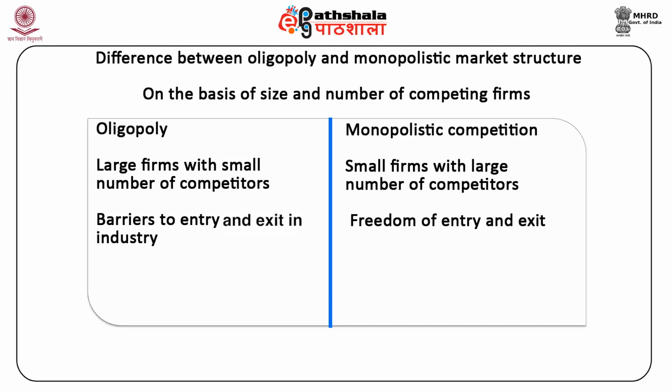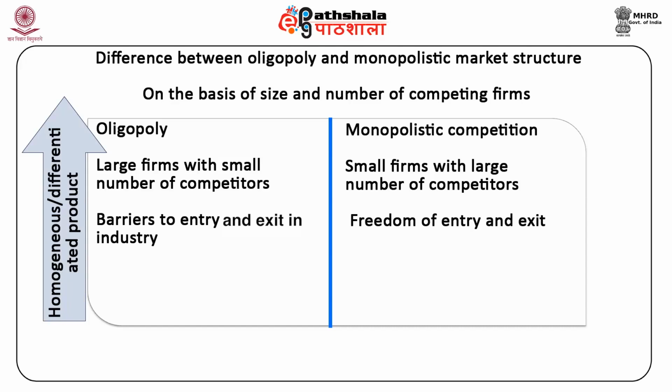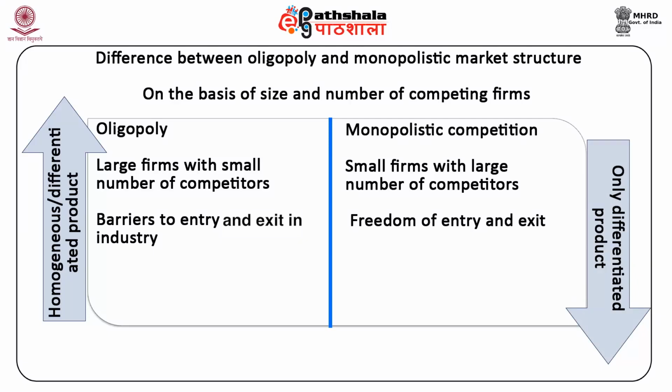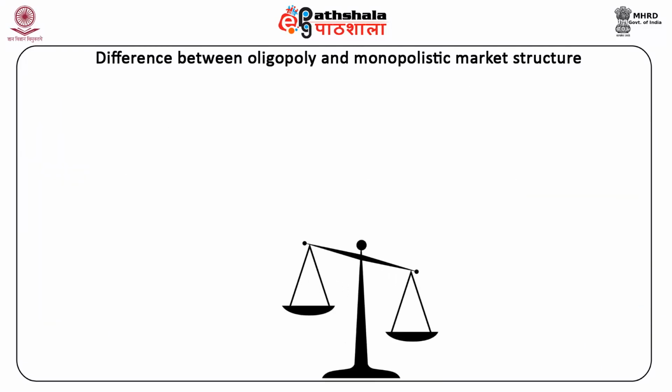An oligopoly can produce either a homogeneous product or a differentiated product, but in monopolistic competition, only differentiated products are produced.